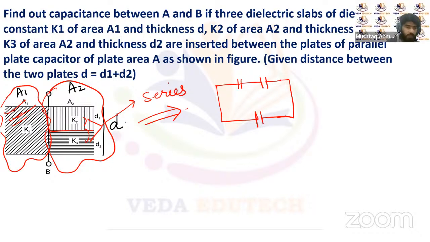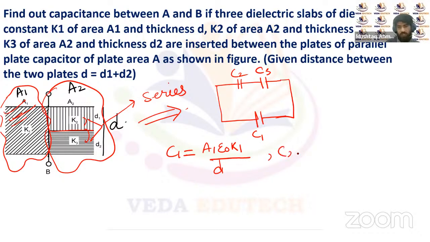Now let's suppose this is C1, this is C2, this is C3. The value of C1 will be equal to A1 epsilon naught K1 upon the length between the two plates of the capacitor, that has to be equal to D, or we can write that equal to D1 plus D2 as well. Similarly, C2 is the capacitance of this capacitor, and C3 is the capacitance of this capacitor.